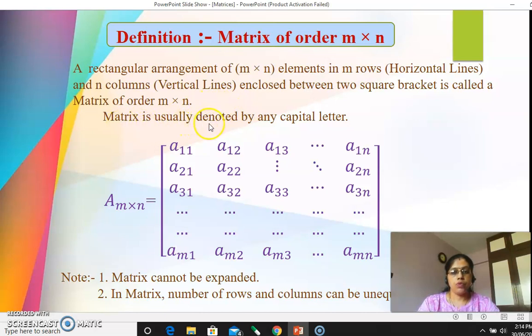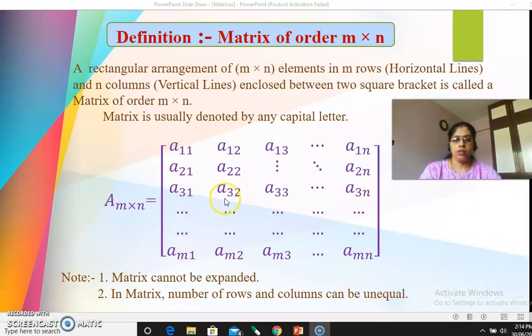A matrix is usually denoted by any capital letter. You can select any one. Here I have selected capital A. So this is the matrix of order m by n. Let's see the elements of the matrix. This is your first element A11. Then A12, then A13, up to A1n. Why up to A1n? See, it's a matrix of order m by n.